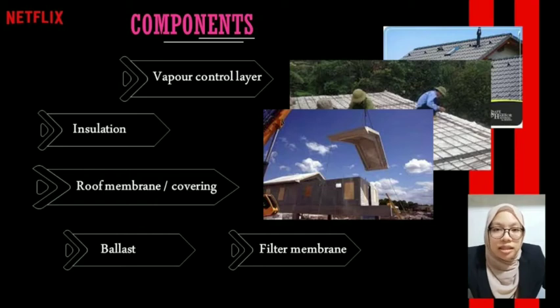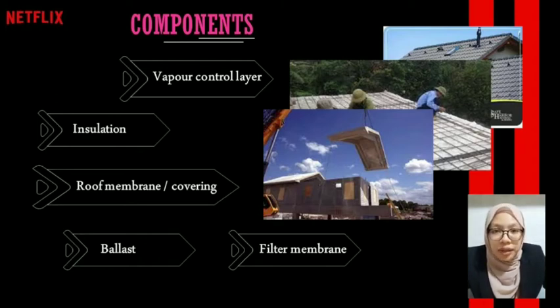Next is ballast. Ballast is usually required in the construction of an inverted warm roof to prevent the insulation board from being lifted by high wind or floating as water drains from the roof. It normally consists of graded pebble or concrete paving slab.